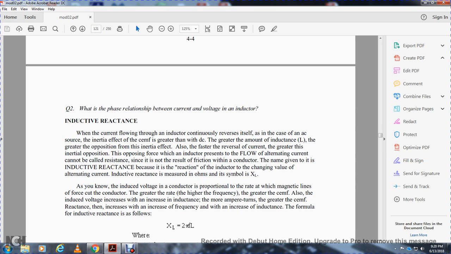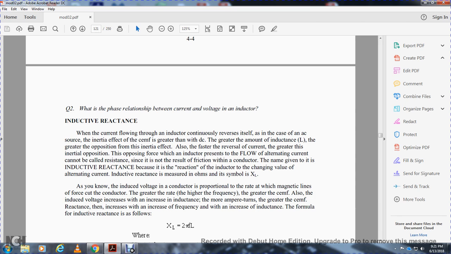The opposing force of the inductor to the flow of alternating current cannot be called resistance, since it does not result from friction within a conductor. The name given to it is inductive reactance, because it is the reaction of the inductor to the change of the value of the alternating current. Inductive reactance is measured in ohms and the symbol is XL. The X is reactance and the L is the inductor.